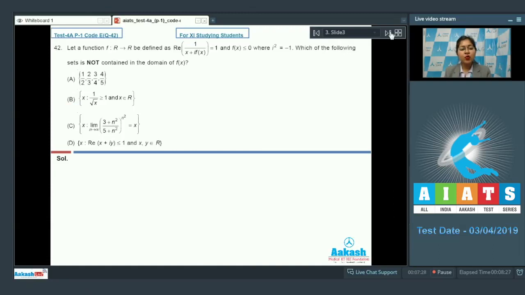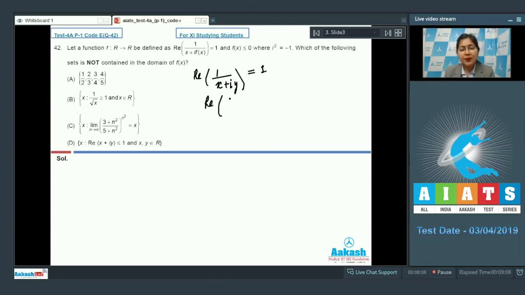Next is question number 42, which says: let a function f going from R to R be defined as the real part of 1 upon x plus iota f(x) is equal to 1 and f(x) is less than equal to 0, where iota squared is minus 1. Then which of the following sets is not contained in the domain of f(x)? That is, in this question we just have to find the domain of f(x). Now let us assume f(x) equal to y, right?